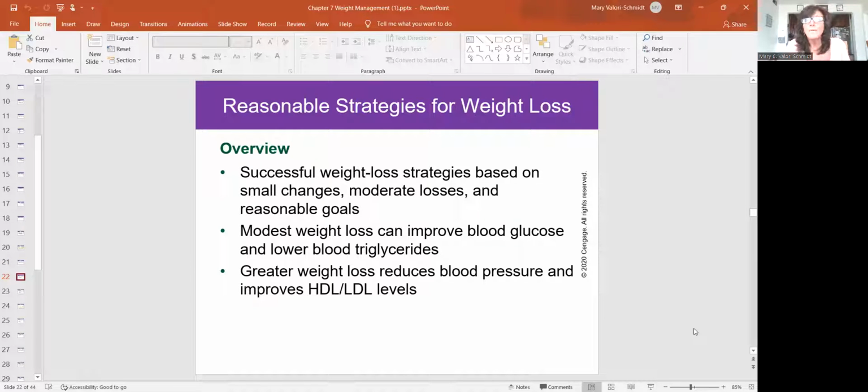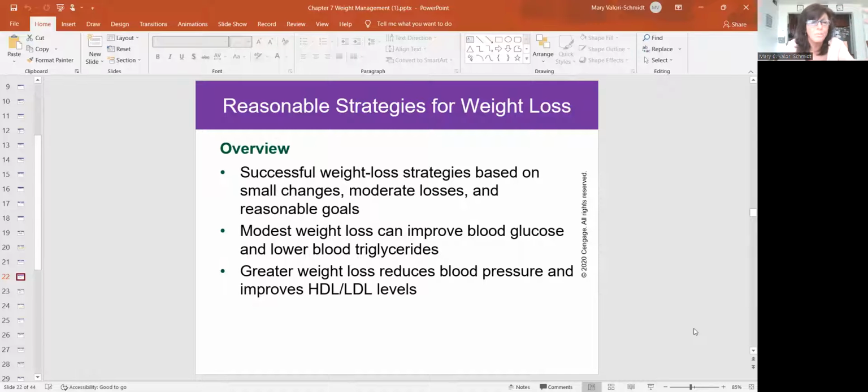So, successful weight loss strategies are based on small changes. In other words, baby steps. You can't expect to work a miracle. If it took you 10 years to gain the weight, it's not going to be lost in a week. Slow and steady is what wins the race here.